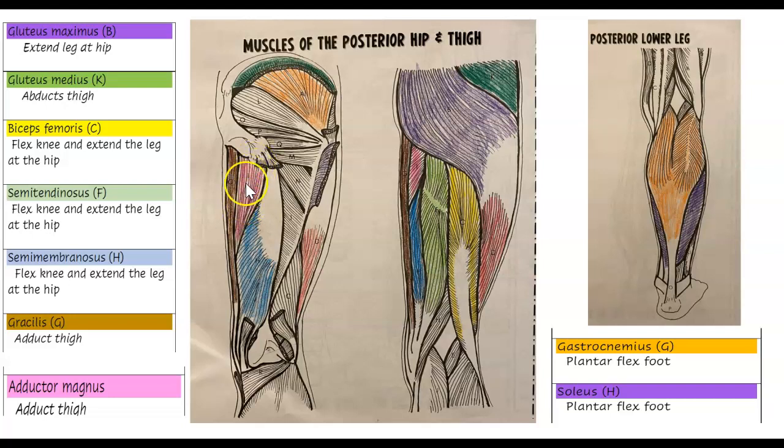So always use the gracilis to remember if you're on the medial or the lateral side. Gracilis will always be on the medial side. And then the adductor magnus is letter I here. It sits deep. It's a deep muscle. It'll sit right by your gracilis.